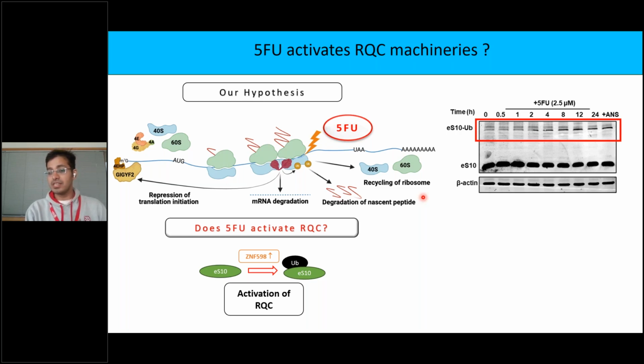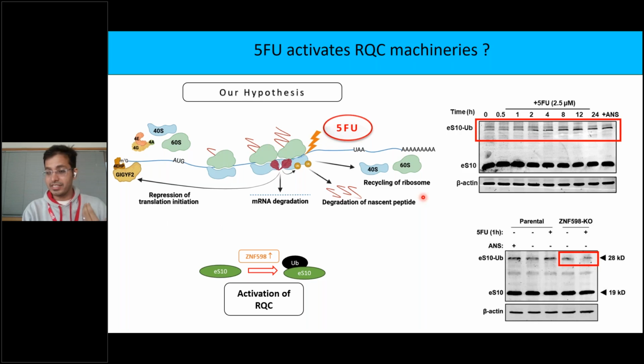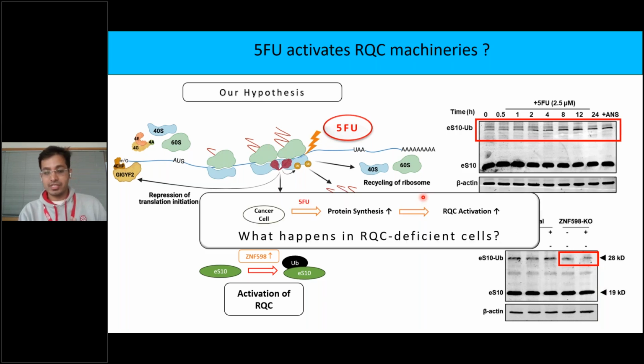And what we could see, the 5-FU treatment rapidly increases the ubiquitination of ES10. So this suggests that the RQC is getting activated. And when we made the RQC deficient cells, we cannot see evidence of this ES10 ubiquitination. So we could see that the protein synthesis is down and RQC is activated.